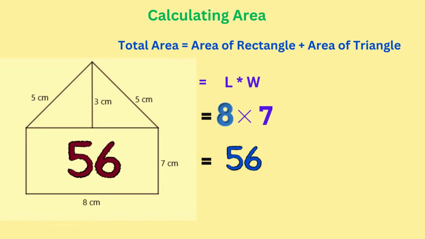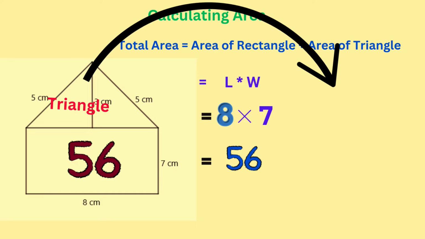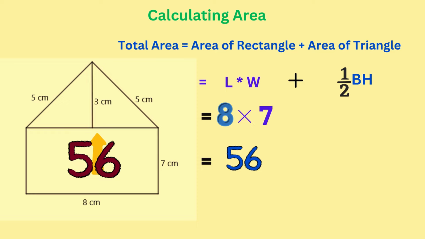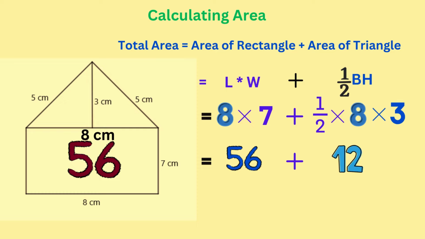For the triangle, its area is given by half base times height. Notice that the base of the triangle is the same as the length of the rectangle, which is 8 centimeters, while the height of the triangle is 3 centimeters. It is very important to note that the height is always the perpendicular height, so be careful and do not use the 5 centimeters as the height. Therefore the area of the triangle is half times the base, which is 8 centimeters, times the height, which is 3 centimeters, which gives us 12 square centimeters.